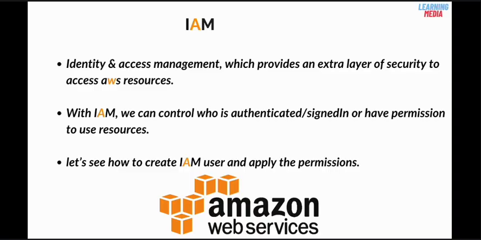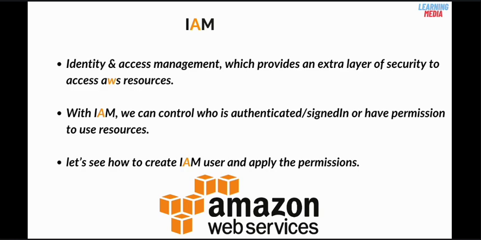IAM means identity and access management, which provides an extra layer of security to access AWS resources. With the help of IAM, we can control the user: whether the user is authenticated or signed in or not, whether they have the permission to use the resources, what resources that user can access, and what permissions they have. Those kinds of things can be controlled by IAM.